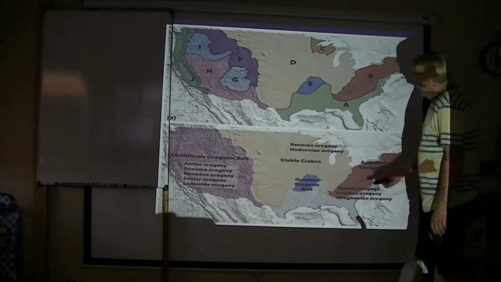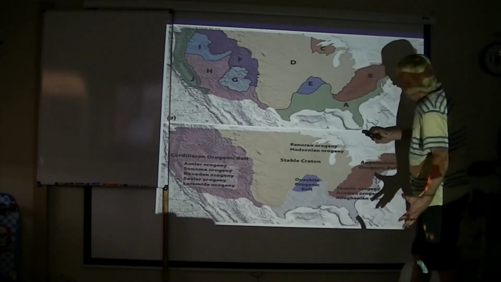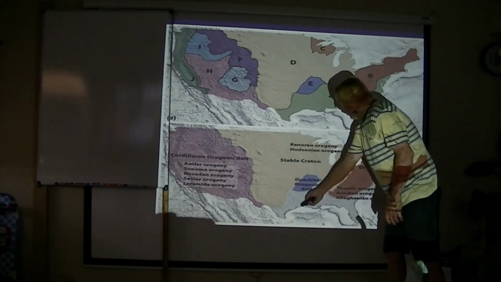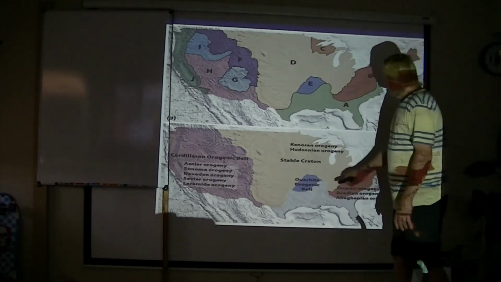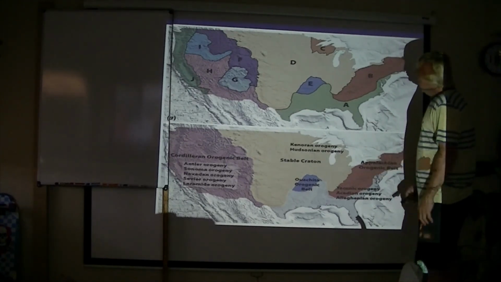There's the Ouachita orogenic belt here. This is when South America slammed into the Gulf Coast, forming and uplifting the Ozark Mountains. So areas that have these orogenic belts is where you find mountains.